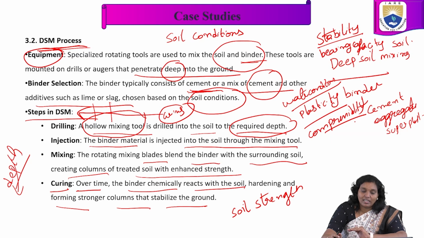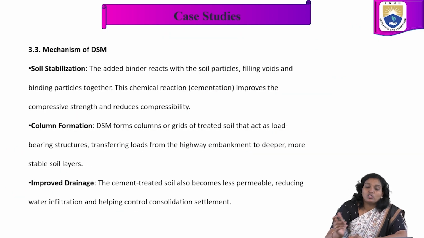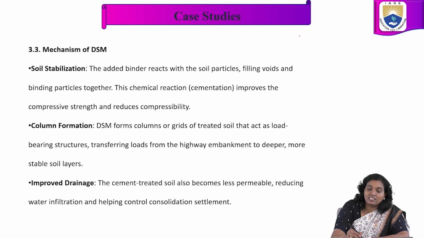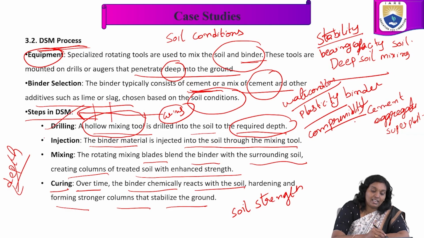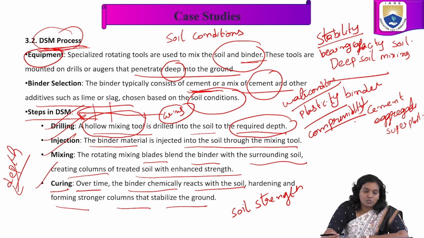So here we are going to understand this DSM. What we understood in the previous slides, according to the type of project, is that the existing soil conditions are not suitable. We choose one of the techniques, deep soil mixing, that is nothing but the DSM. The process involved is like this: drilling, injection, mixing and curing, which we do as a part of deep soil mixing.